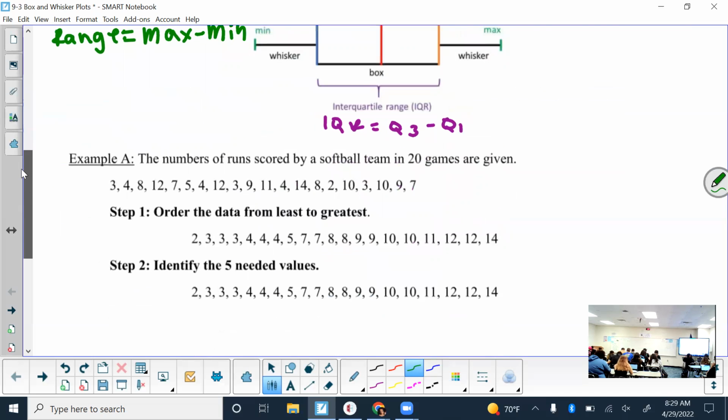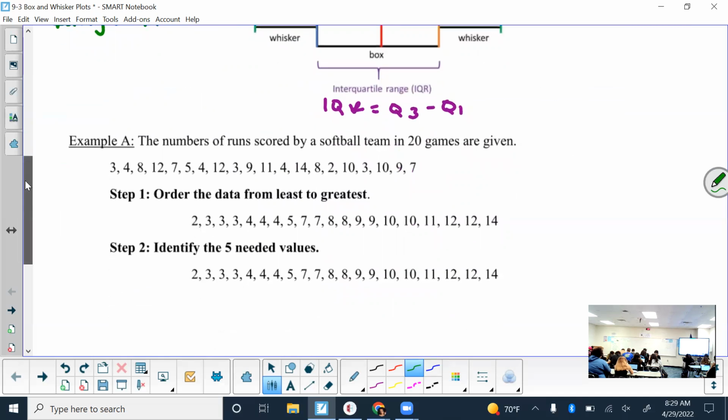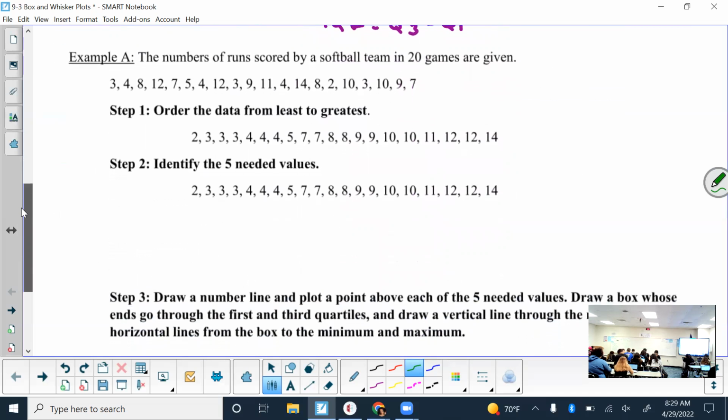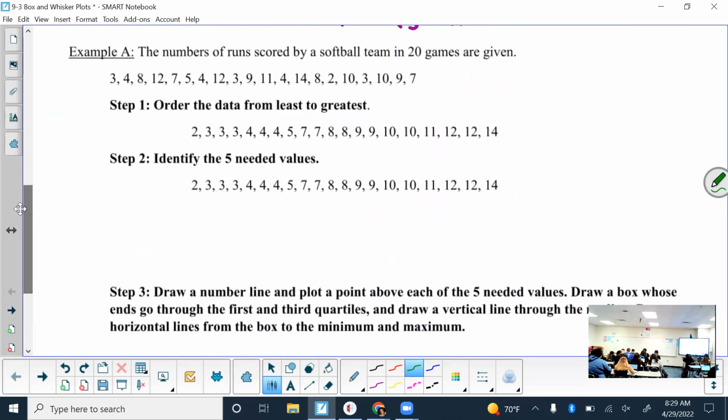So down here, first example, we have the number of runs scored by a softball team in 20 games are given. And first thing you need to do most of the time, or anytime you're calculating median, things like that, is put the data in order from least to greatest, which is already done for you because that's not a very hard task to do. But just make sure, like if I started with 20 data points, I should have 20 in my list.